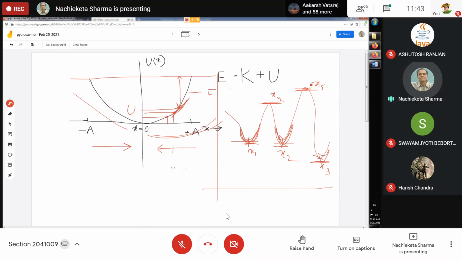This is analogous to a marble rolling on the top of a bowling ball, isn't it? If you hold a bowl upside down and put a marble on top, and if you displace it slightly, then the marble will fall down either this way or that way, but it will not come back to its position. So the situation is like that, and that's why points x4 and x5 are called unstable equilibrium points. These are called stable equilibrium points, and these are called unstable equilibrium points.